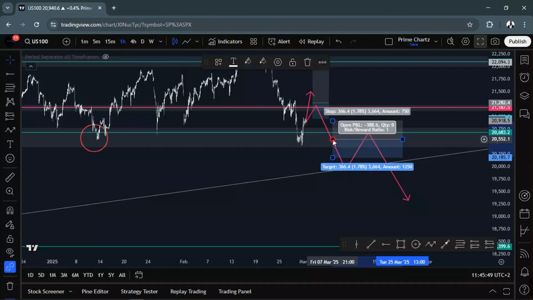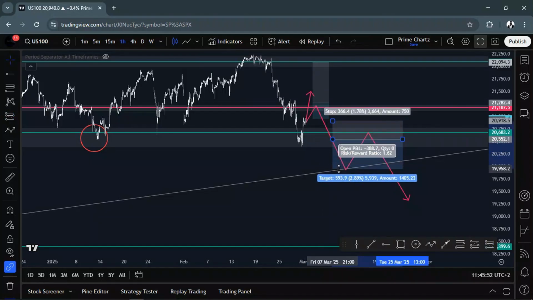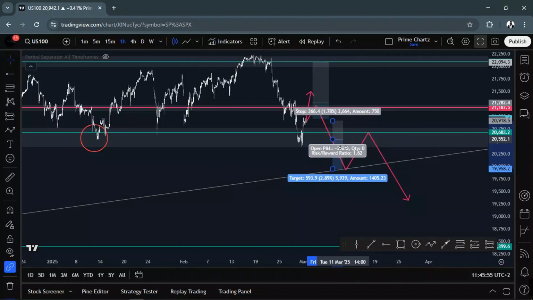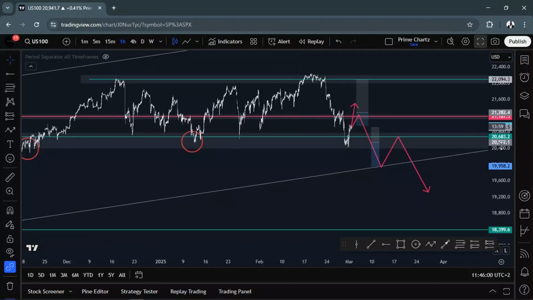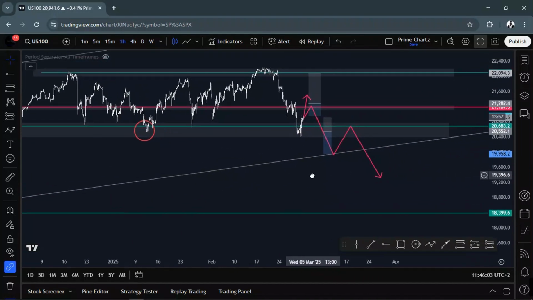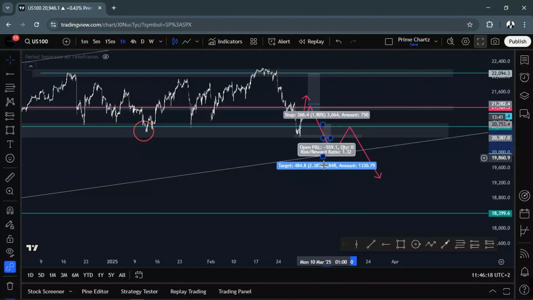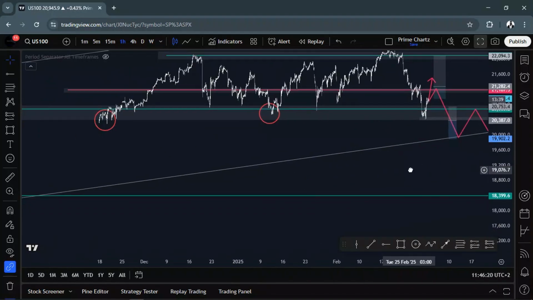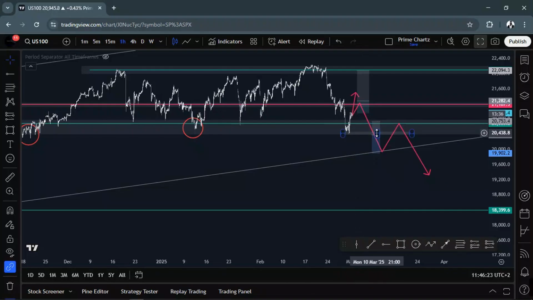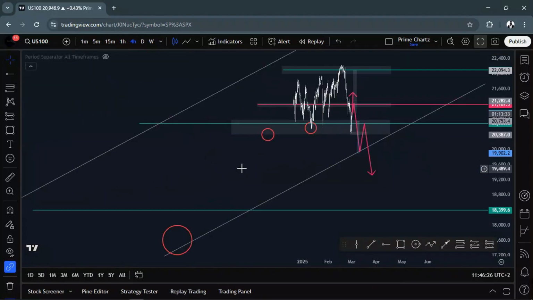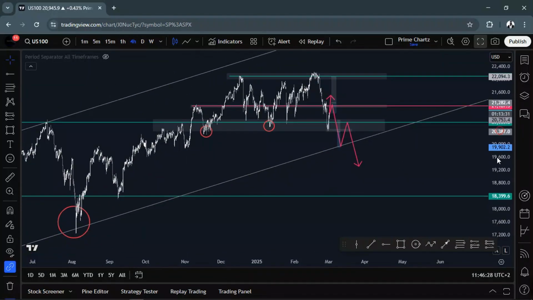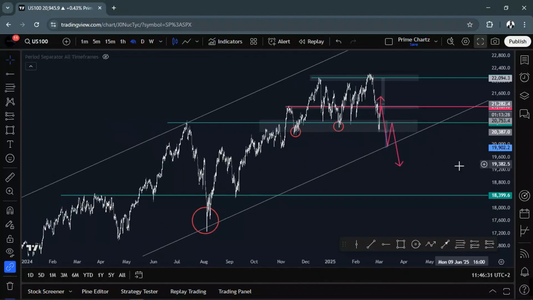And this means that we are going to look for selling opportunities somewhere around here, right? If price breaks below, that means we are going to look for selling opportunities somewhere around here, especially after this. Okay, so this is what we have. This is what we are looking at, guys.